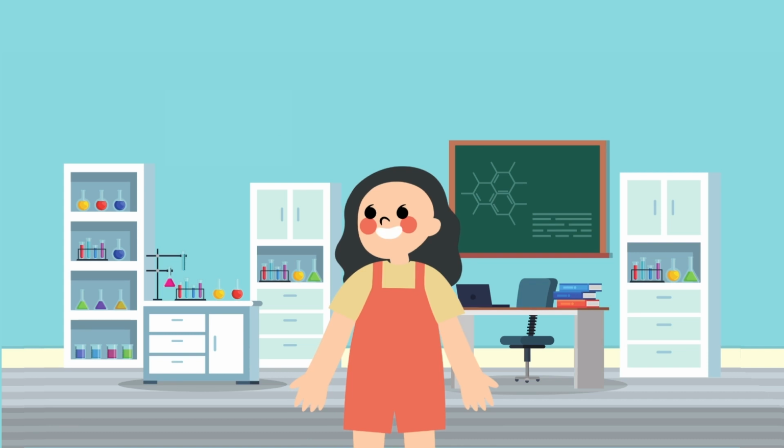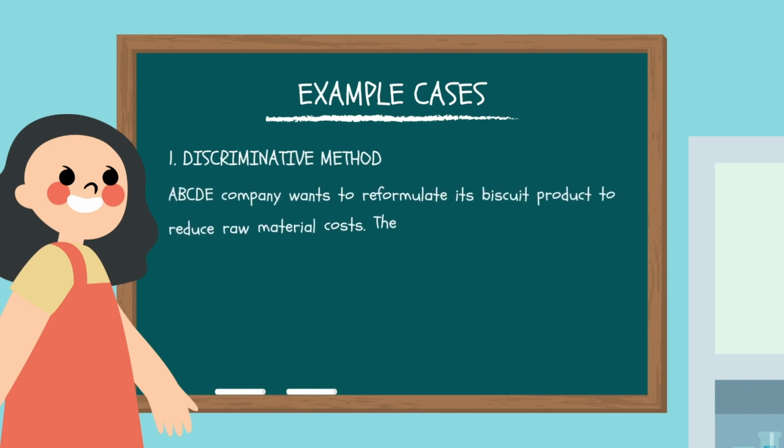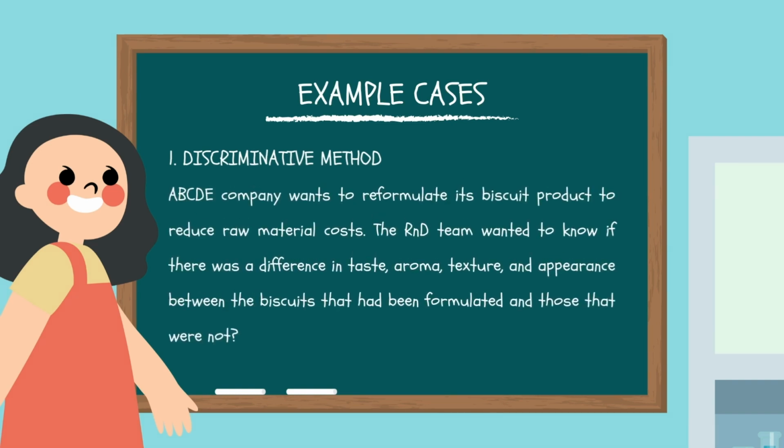Case examples for each method. A case example for the differentiation or discrimination test: ABCDE company wants to reformulate its biscuit product to reduce raw material costs. The R&D team wants to know if there is a difference in taste, aroma, texture, and appearance between the biscuits that had been reformulated and those that were not.